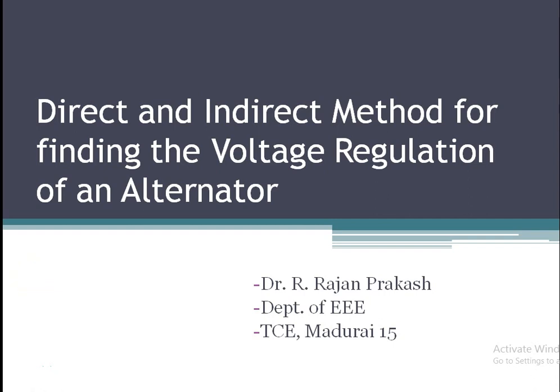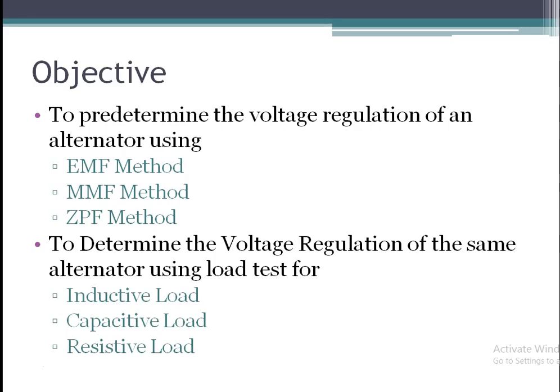Dear students, as part of our experiments in the AC machines laboratory, one of the experiments we are going to do is the direct and indirect method for determining the voltage regulation of an alternator. In this experiment, you will be given an alternator assigned to work on at the alternator table. On that alternator, you have to do two types of determination.